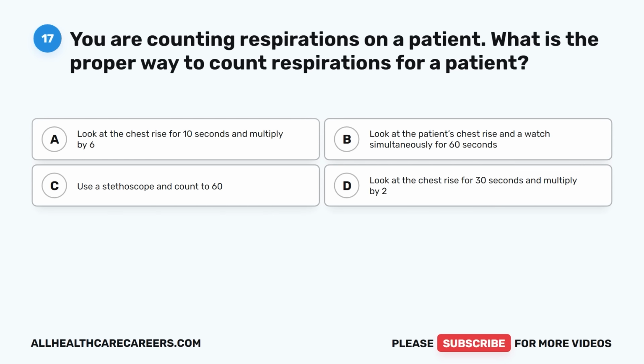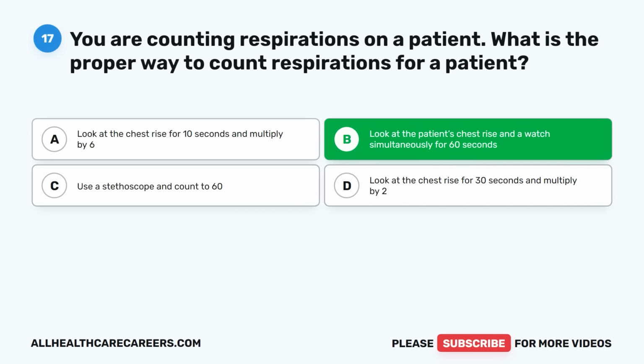Question 17. You are counting respirations on a patient. What is the proper way to count respirations for a patient? A. Look at the chest rise for 10 seconds and multiply by 6. B. Look at the patient's chest rise and a watch simultaneously for 60 seconds. C. Use a stethoscope and count to 60. D. Look at the chest rise for 30 seconds and multiply by 2.